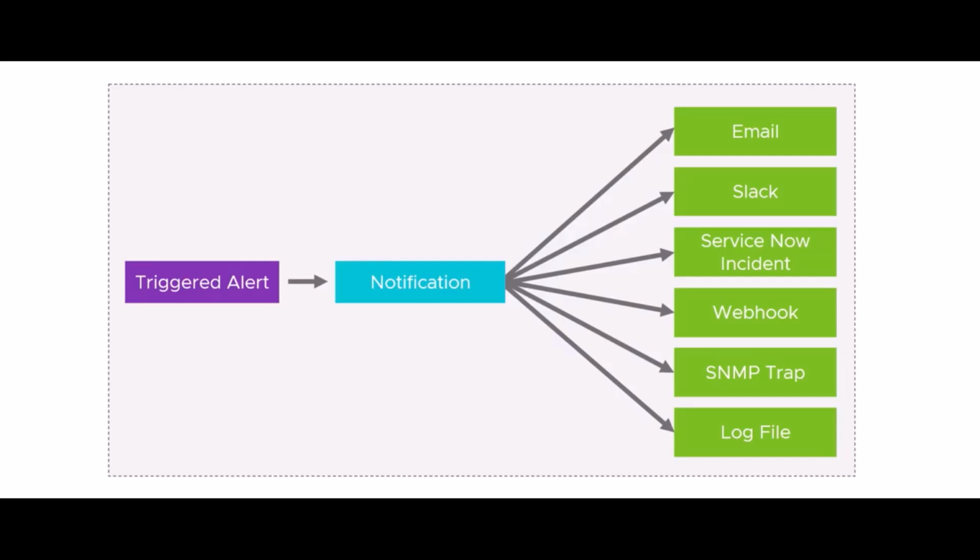of origin. Webhooks can be used to integrate literally anything that accepts REST API calls. Finally, we can use SNMP traps or just write it to a log file, which can then be used in ARIA operations for logs or any similar product.